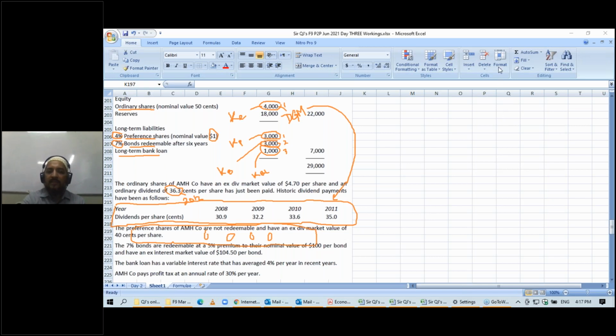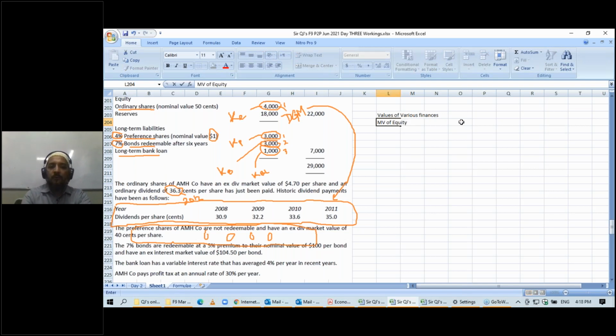So students, let's start with this question. I'm starting to answer this question, and I'll be calculating the market values first. Value of various finances. First of all, market value of equity.